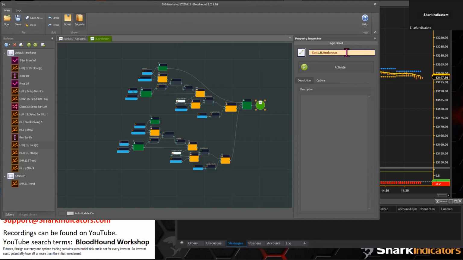What happened there? Oh, my mouse. Oh, that's right. This version of BloodHound, unfortunately, triggers a recalculation when you change the name here. The next version that we're working on getting out takes care of that, so changing the name won't trigger a recalculation.